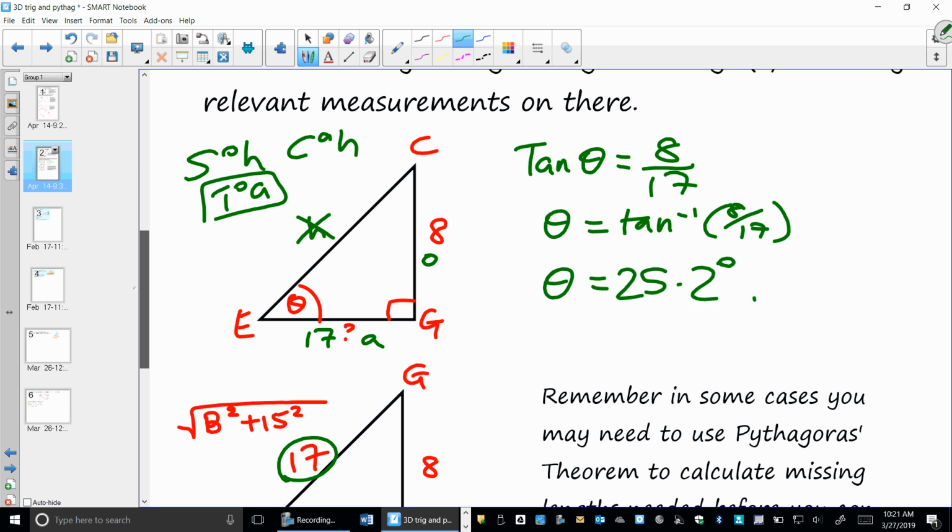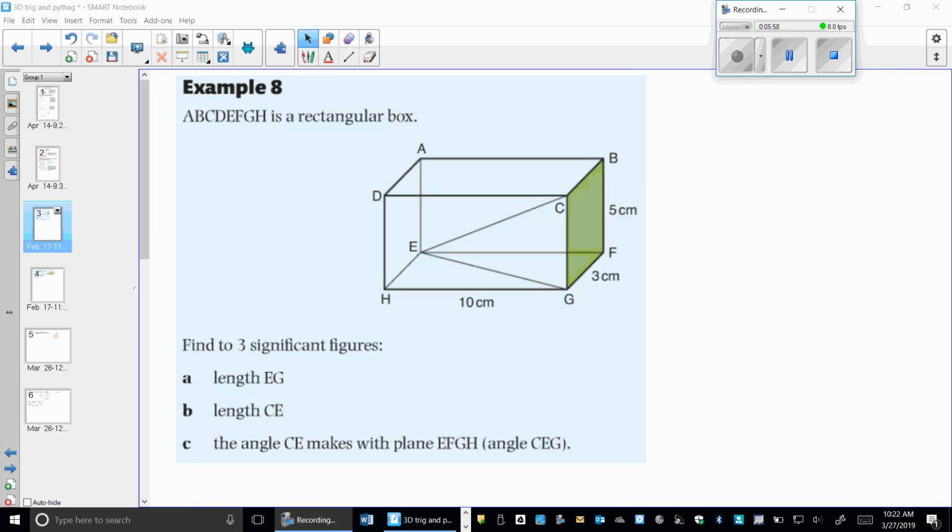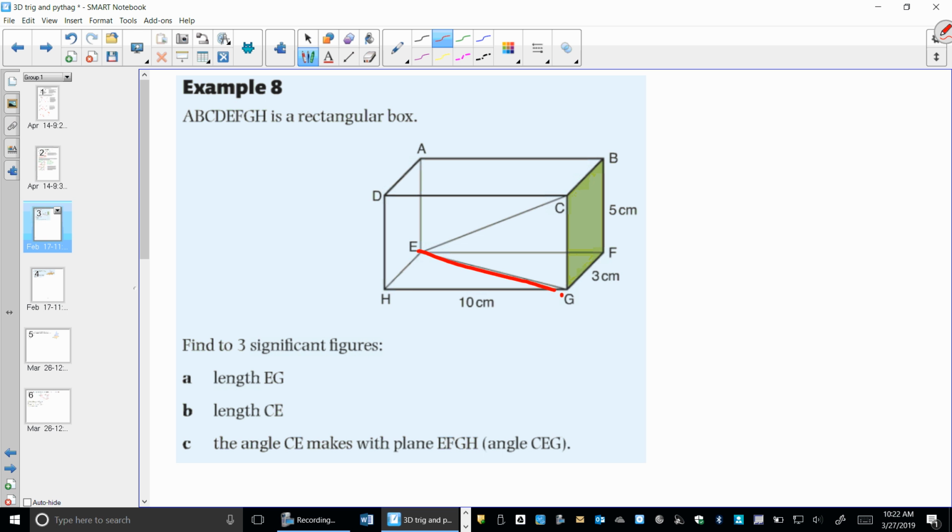And there's our missing angle. Okay? Alright, so we need to find length EG. So EG, we're trying to find that length.